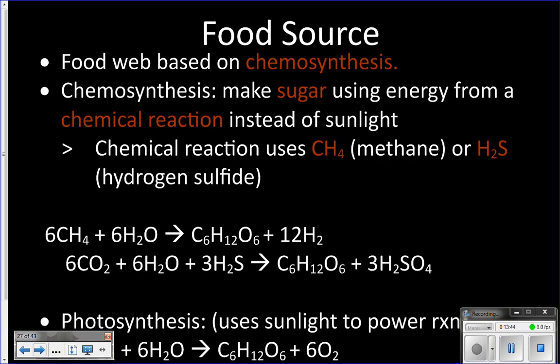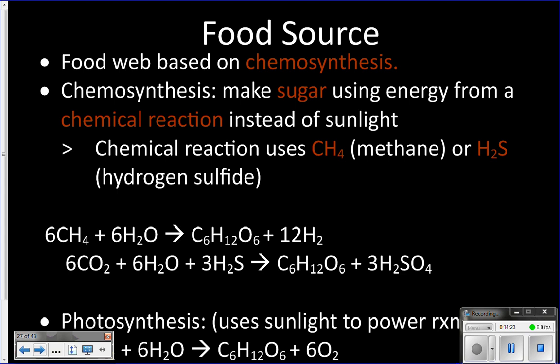The food source for this area is different from anything else that we've seen thus far. So the food source for this area is actually chemosynthetic bacteria. These bacteria are able to take chemicals like methane or hydrogen sulfide and use the energy that's stored in the chemical bonds of the methane to make sugar. So photosynthesis uses the energy from the sun to power that reaction and make sugar. Chemosynthesis uses the energy from the chemical bonds in molecules to make sugar.